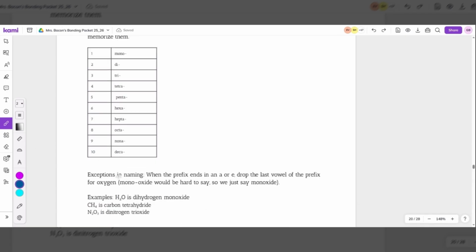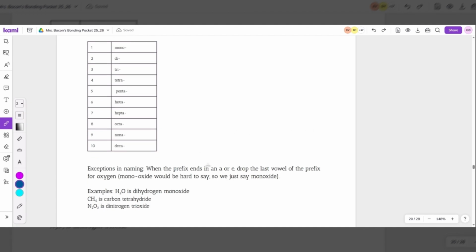Exceptions in naming. When the prefix ends in an A or O, you're going to drop the last vowel of the prefix for oxygen. So for example, instead of saying monooxide, that'd be really hard to say, so we just say monoxide. A couple of examples. So H2O, the formal name would be dihydrogen because there are 2 hydrogens, and then I've got 1 oxygen, so I would say monoxide. Another one, carbon and 4 hydrogens. I would say carbon tetrahydride.